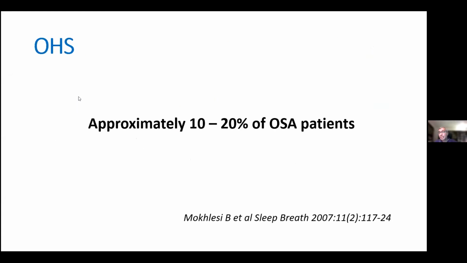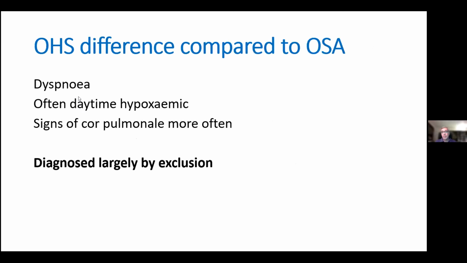And approximately 10 to 20% of patients with obstructive sleep apnea have OHS, and it's important to recognize it. The difference when it comes to OSA is that these patients are dyspneic. A sleep apneic patient is never dyspneic, unless he's dyspneic just because of his morbid obesity. They don't present with dyspnea. Daytime hypoxia, as you know, is not common in sleep apnea. So any patient who is hypoxic during the day, it cannot be just sleep apnea responsible for it.